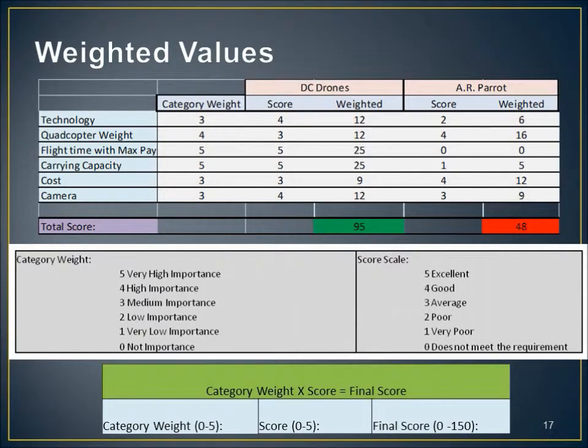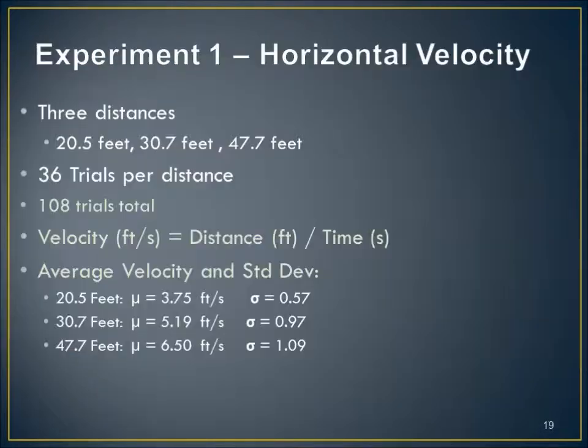Here we have a weighted value matrix for the 2 quadcopters. We have 6 different categories, and each category has a different weight anywhere from 0 to 5, 0 being not important, 5 being very important, with the following attributes that we considered.